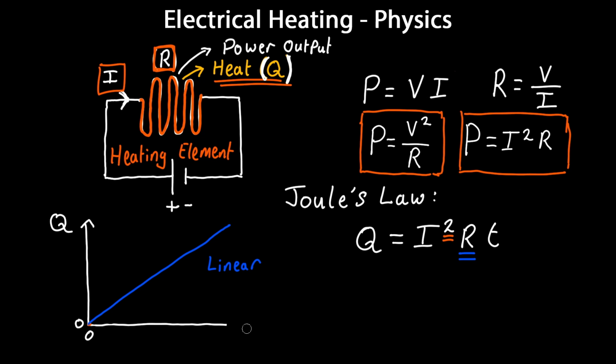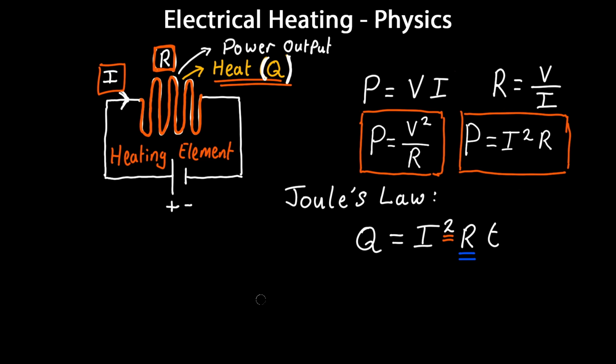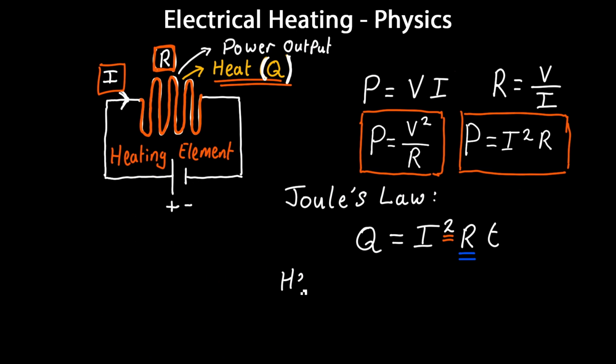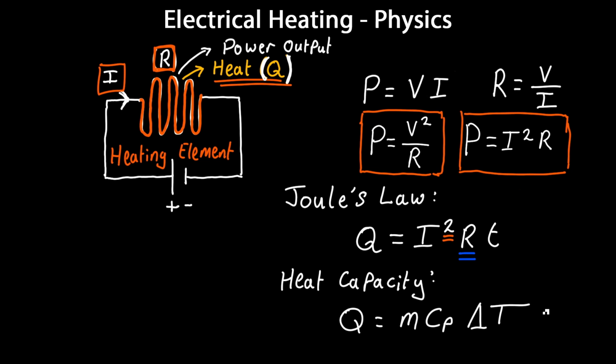So now we can use Joule's law in combination with the heat capacity equation. Now I covered the heat capacity equation in a previous video, and I'll put a link at the top here so you can have a look at it. But basically, the heat capacity equation tells us how much a substance will heat up, what its change in temperature will be, if we supply a certain quantity of heat to the substance, where we know the substance's mass and we know its heat capacity at constant pressure.